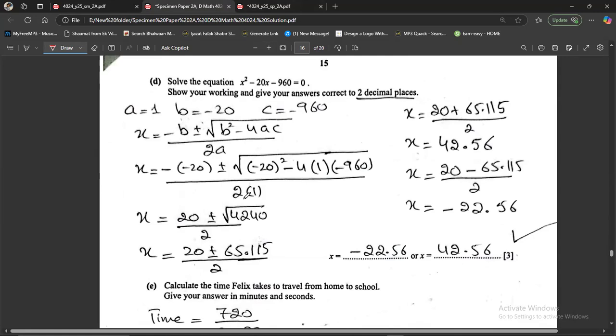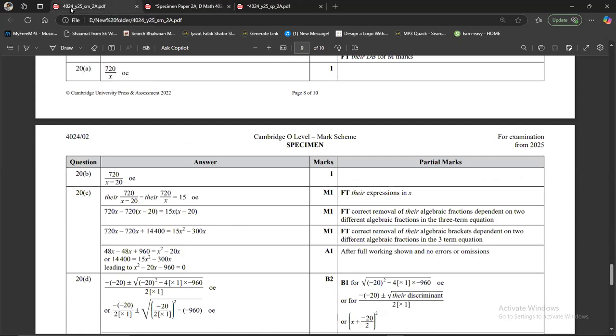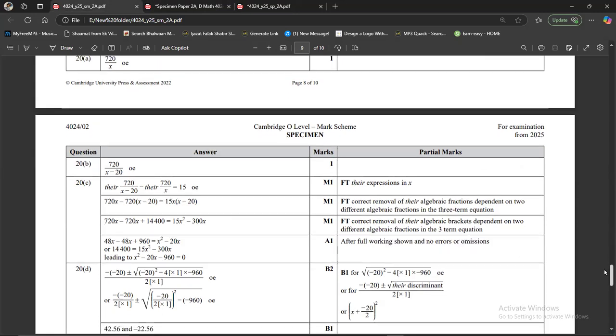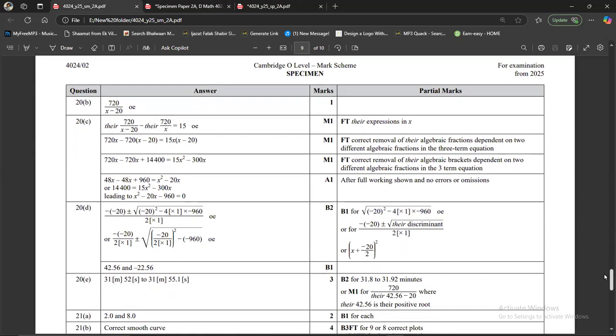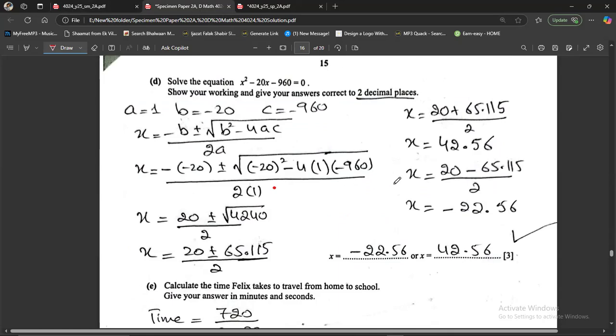So just substitute the values of a, b and c, and for your final answers you will get 2 answers. One will be x equals 42.56, and the other one will be x equals minus 22.56. This is a 3 marks question. I hope you know how to apply the quadratic formula, and there are 2 possible answers in this case. So let's check this answer. We are doing question number 20, and they say that there will be 2 answers, 42.56 and minus 22.56. So our answers are right.